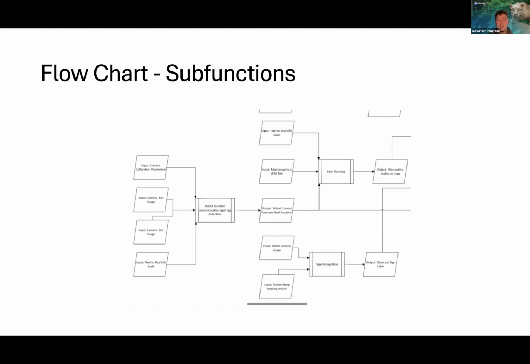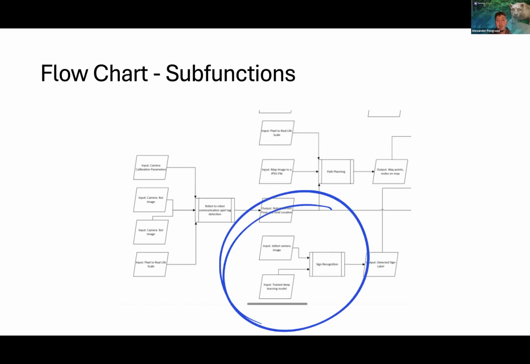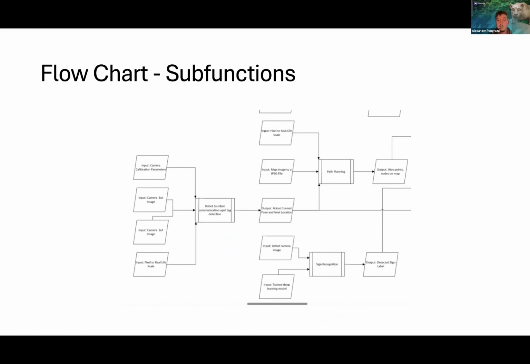And the next subfunction is the sign recognition. It takes the image from the camera on the JetBot and, using the trained deep learning model, it'll be able to detect what signs are right in front of it, and those signals will be used in the PD controller to tell it what to do.